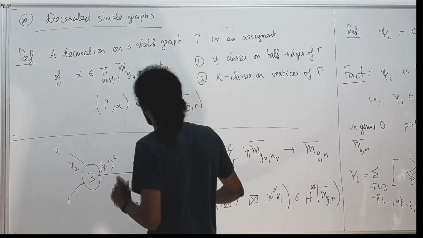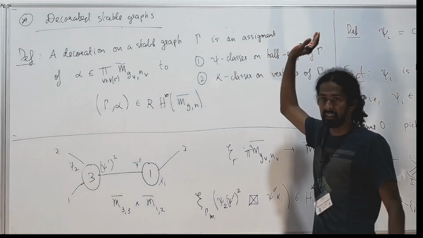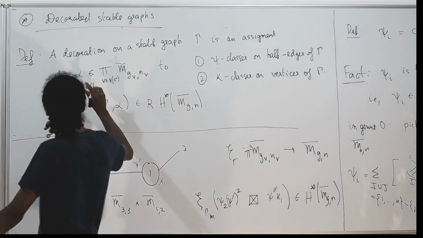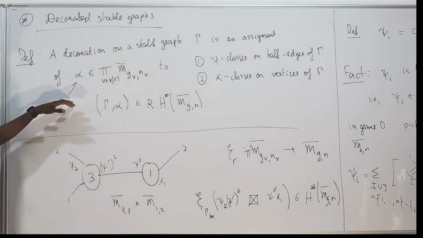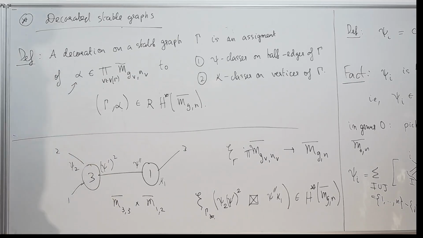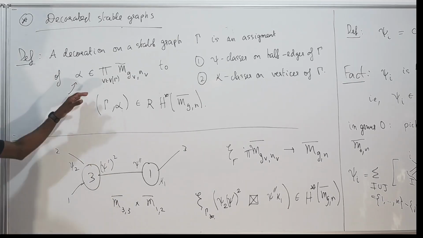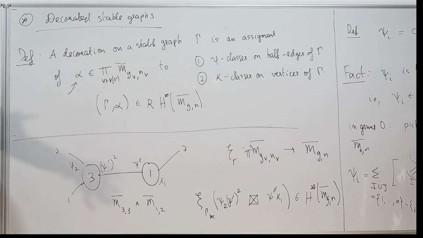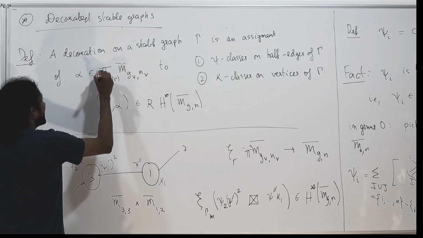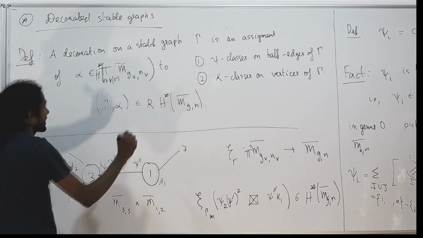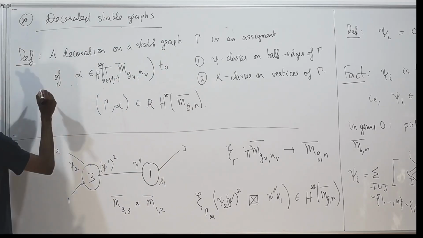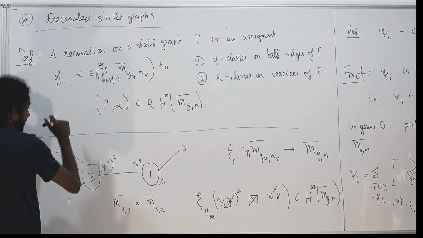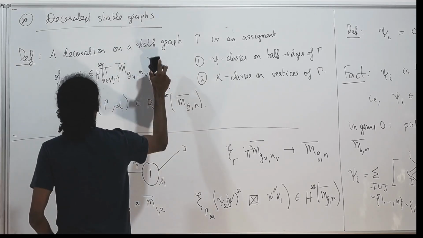Alpha is supposed to be a product of psi and kappa classes. I really want it to be only psi and kappa classes. Yeah, thanks. And moreover, alpha is a... okay, I think it's better.